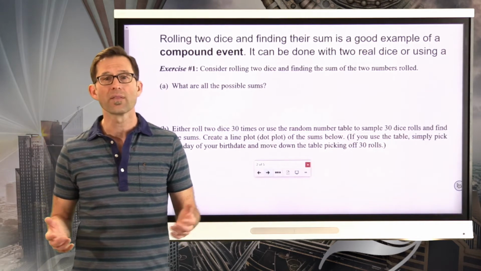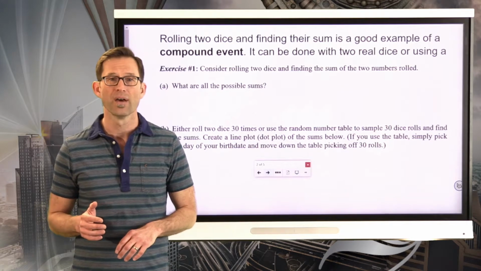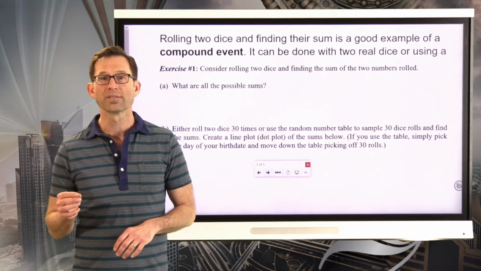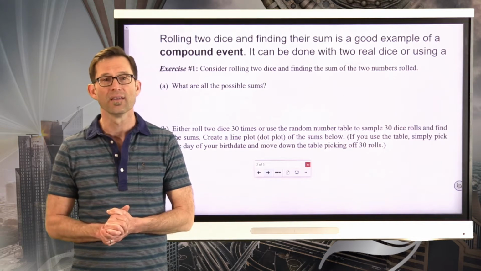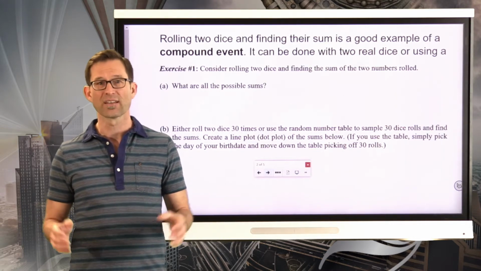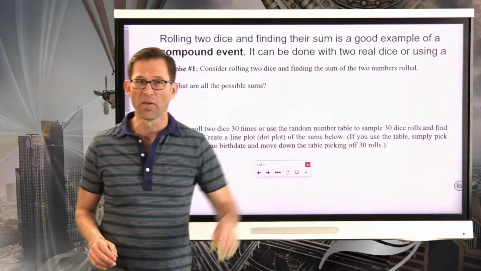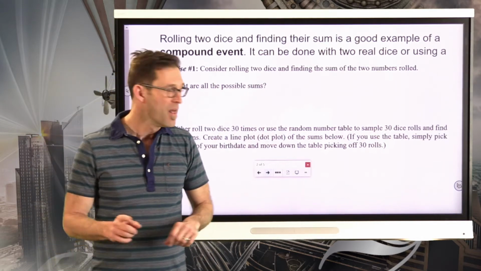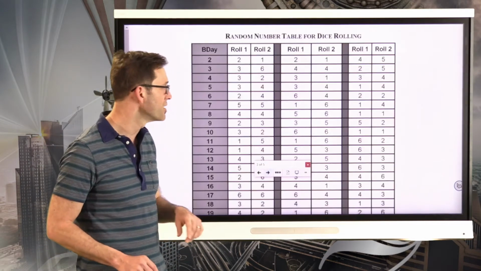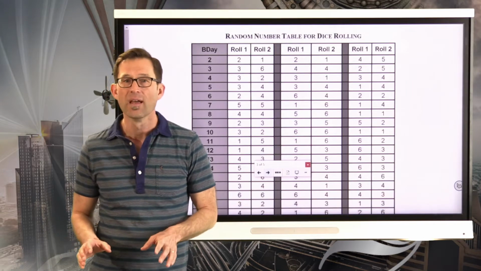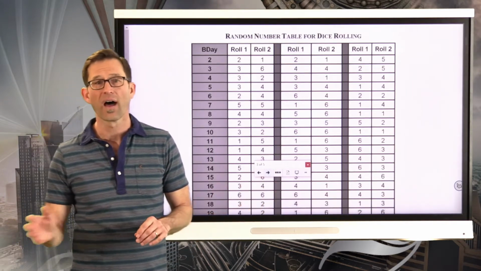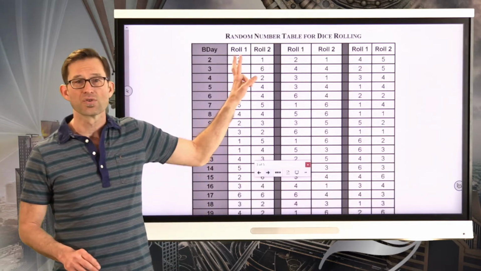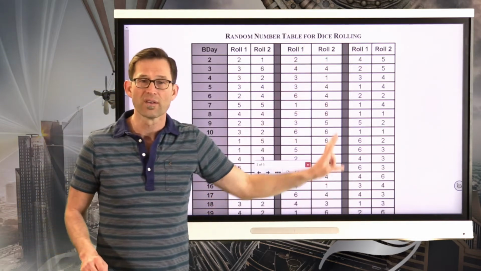Rolling 2 dice and finding their sum is a good example of a compound event. It can be done with 2 real dice, or using a random number table, which is attached to this. The random number table is actually later on in the lesson. If you decide to use this instead of actually rolling the dice, that's fine. These are sort of like simulated rolls of the dice.